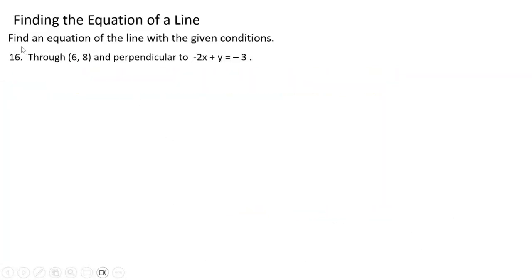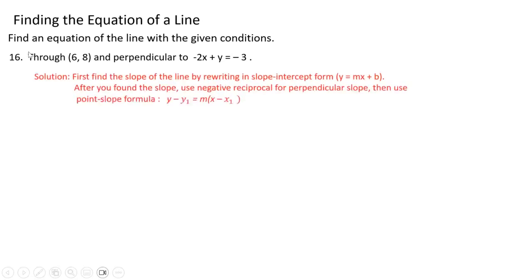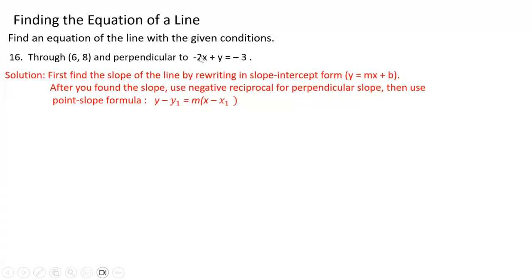Now they want to find an equation of the line with the given conditions. It passes through the point (6, 8) and is perpendicular to the line -2x plus y equals -3. So again, we need to rewrite -2x plus y equals -3 in slope-intercept form, y equals mx plus b. In other words, we have to solve for y. So we add 2x to both sides. So y equals 2x minus 3, so the slope is 2.